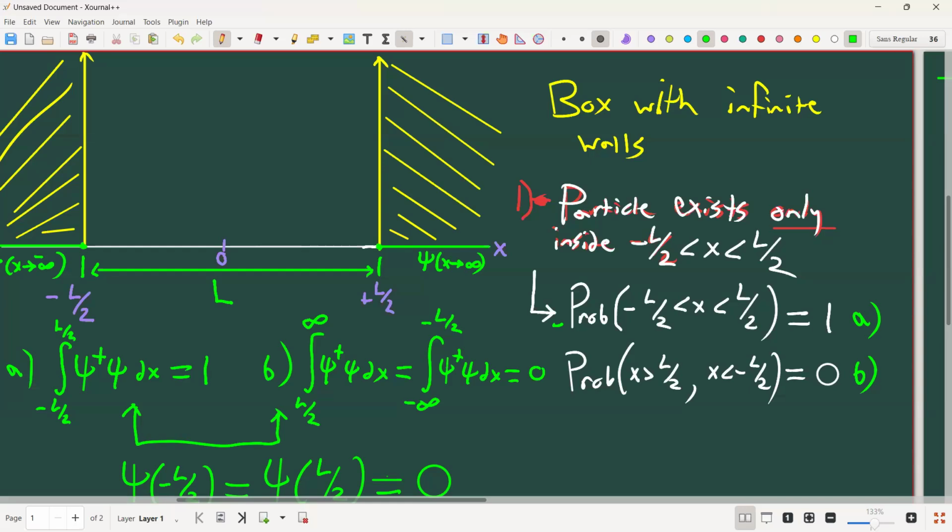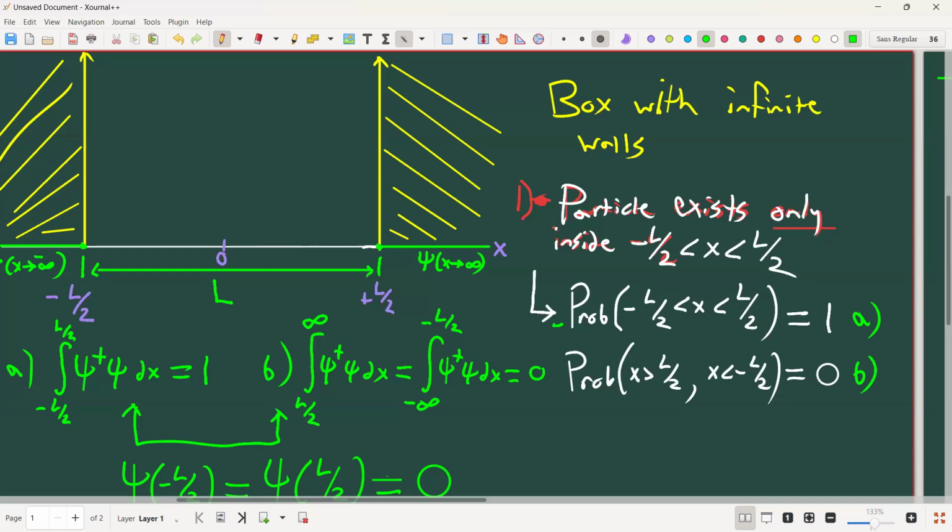Maybe, for instance, we want a system that's biased towards the left rather than the right. So we would set up a box that's slanted, where the potential energy of the particle is lower on the left side than it is on the right side. We can certainly do that.